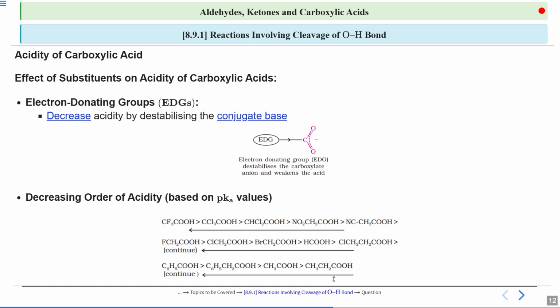If it is donating the electron density, then the OH bond will become less polar and hydrogen will not be released easily. But if I talk about CF3COOH, this withdraws the electron density, which stabilizes the conjugate base and makes the release of a proton easier.